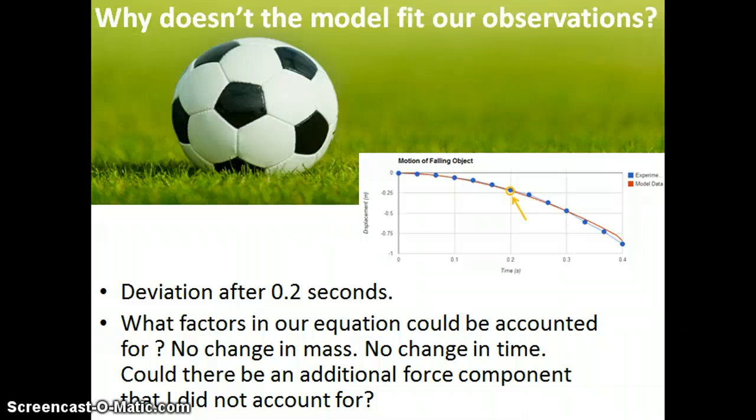From looking at our actual and computational model prediction, there's a noticeable deviation of the two lines after 0.2 seconds. At this moment in time, our computational model suggests that the object falls more quickly than our actual observations show. Initially, I assumed that the only component of the force acting on the object was gravity, but for objects with large surface areas or objects falling at high speed, air-resistant forces or air drag will act on the object as it travels through the air.